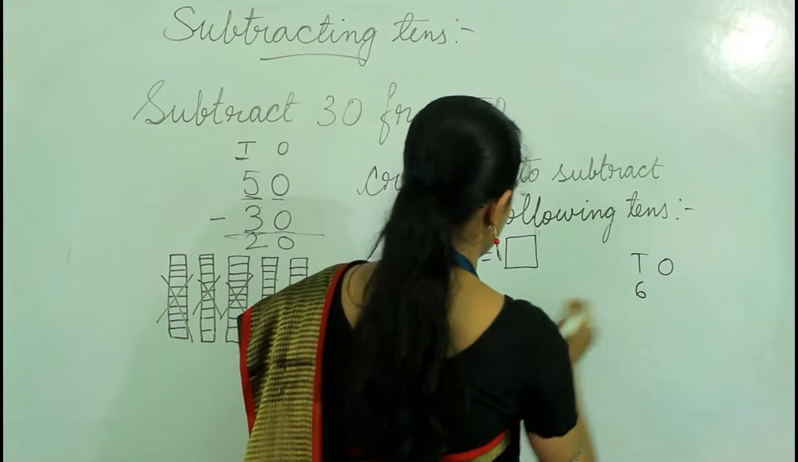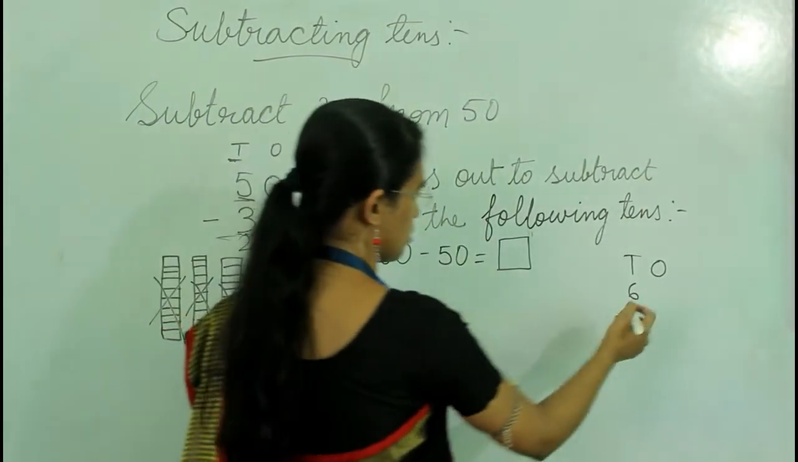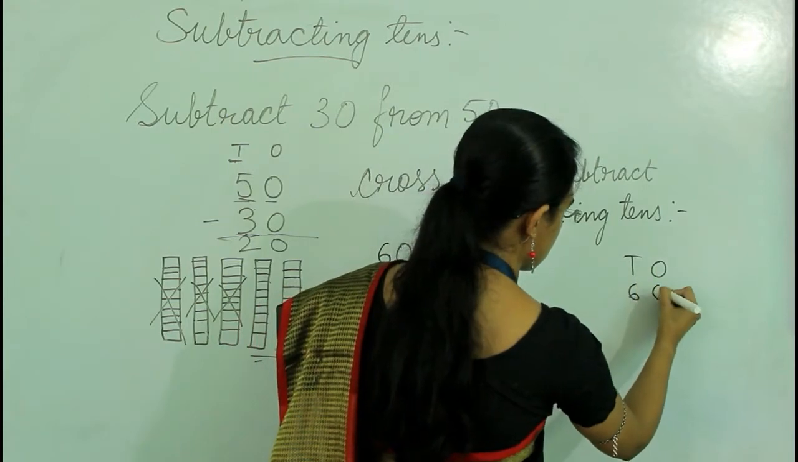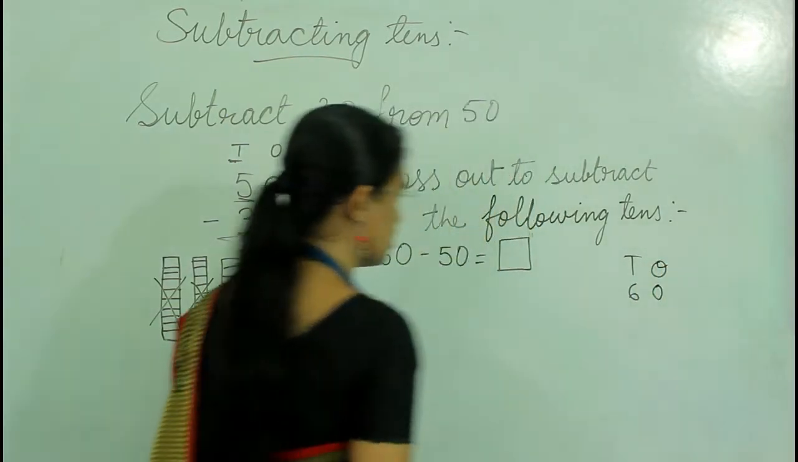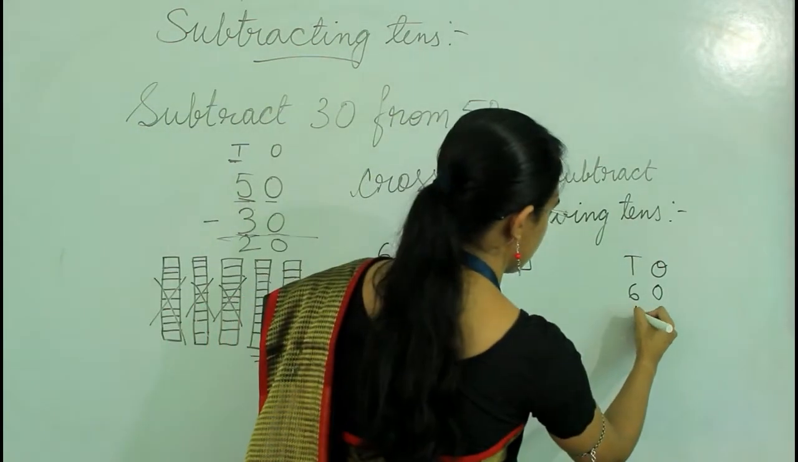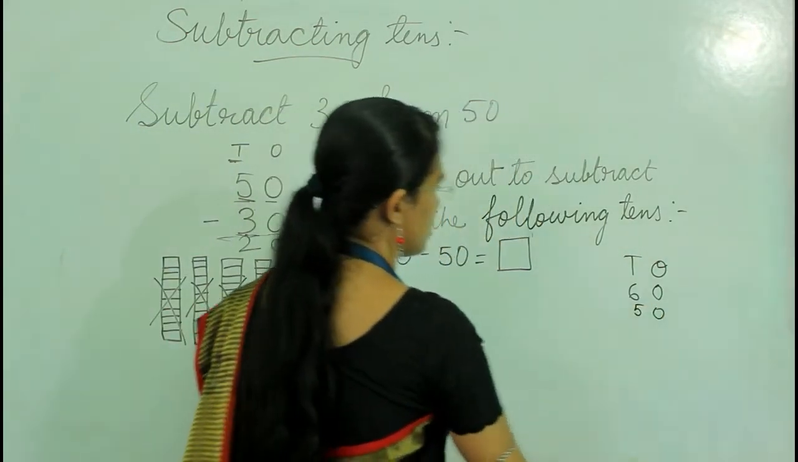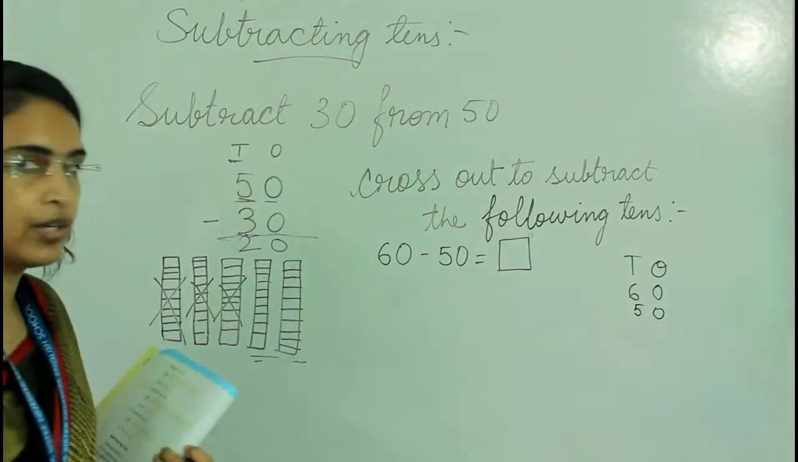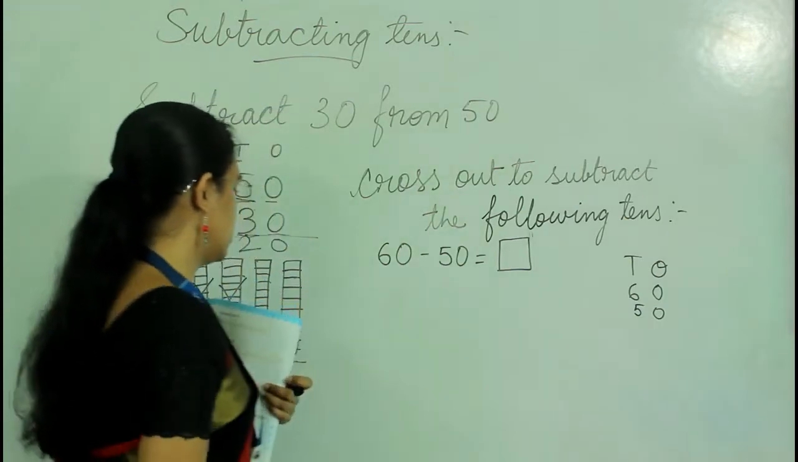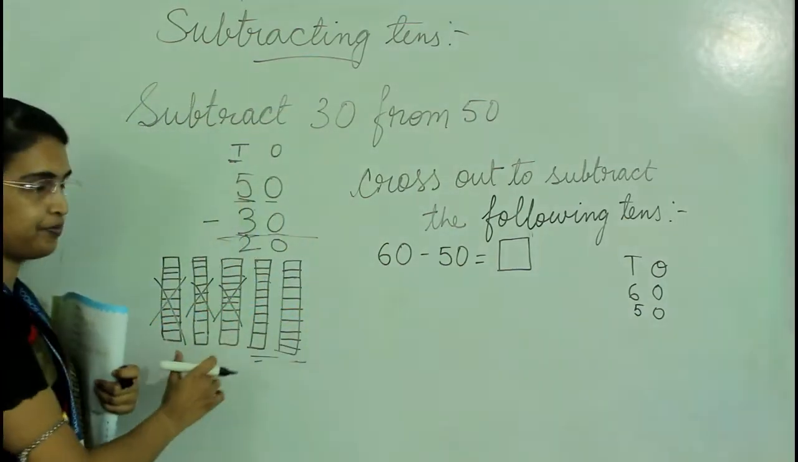Because we have 2-digit numbers, 6 is in the tens place and 0 in the ones place. Then again we have 2-digit numbers, so 5 in the tens place and 0 in the ones place. Now what we have to do? We have to put these numbers in this way.